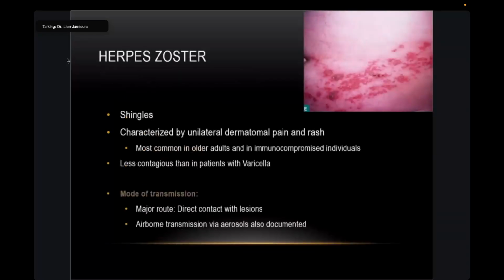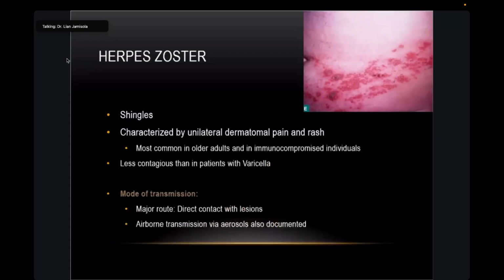Okay, next is your herpes zoster. Herpes zoster in layman's terms is called shingles. It is characterized by unilateral dermatomal pain and rash. It's more common in older adults and immunocompromised individuals. And this is less contagious na than your varicella. Varicella is very contagious. This one is less contagious.